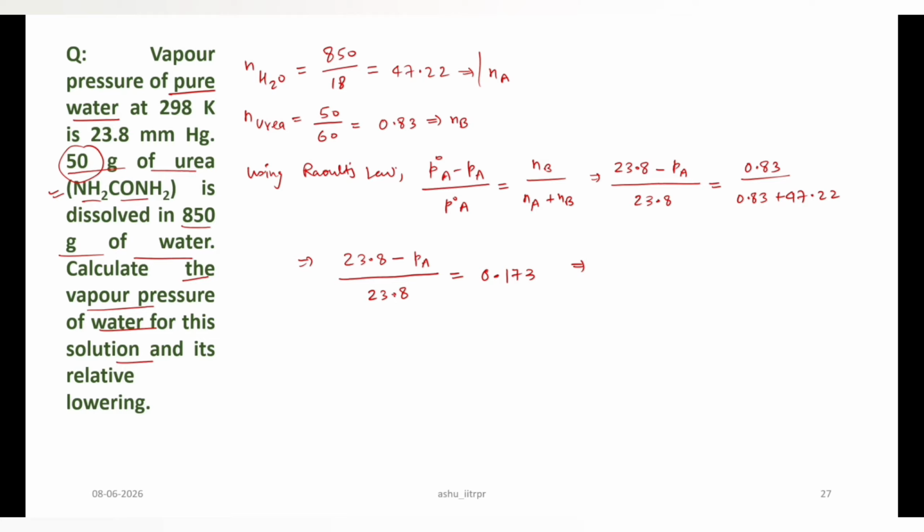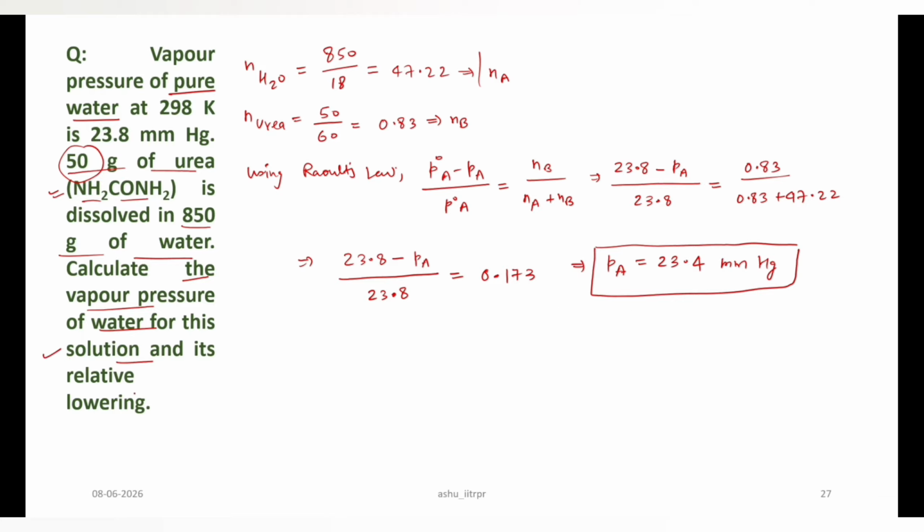When we transfer this number to this side and multiply, we get the value of PA. It comes out to be 23.4. Since it is pressure, the unit will be the same, mm of Hg. Now this is the first part, because we had to calculate the vapor pressure of the water from this solution, and we have calculated it.